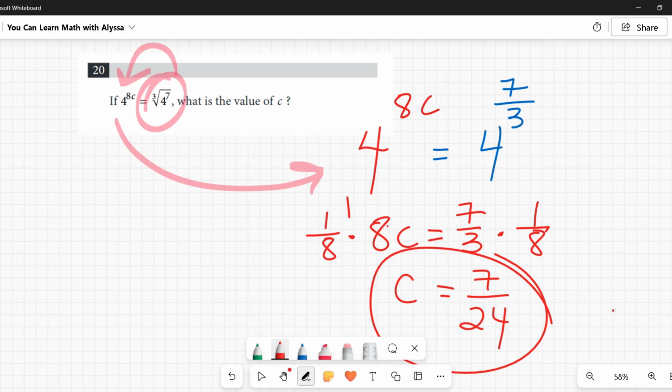And when you're entering that, you can enter that as 7/24 like that, because this is a student-produced response. Or you can enter it as a decimal. You can put that in your calculator, divide it, and enter the decimal in as your answer.